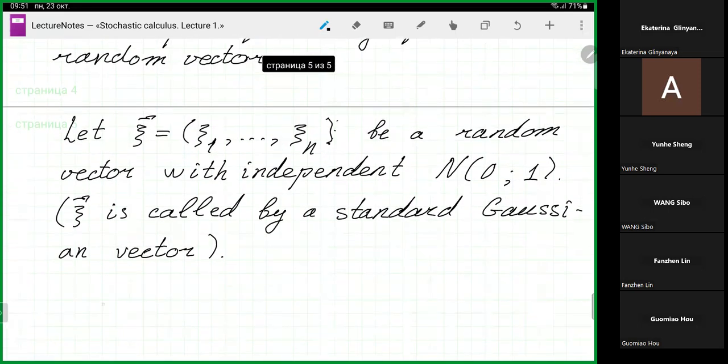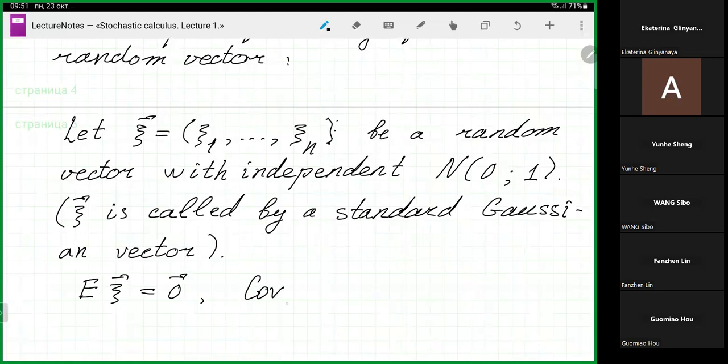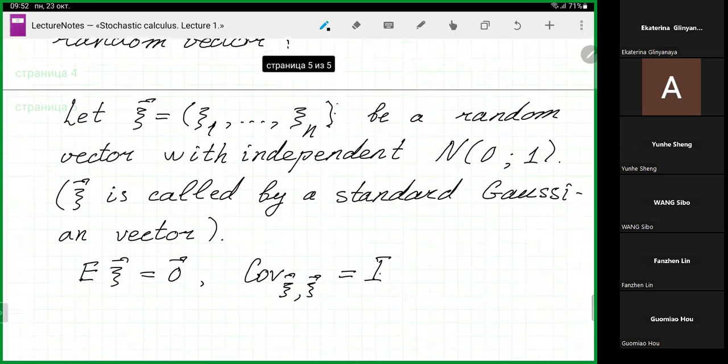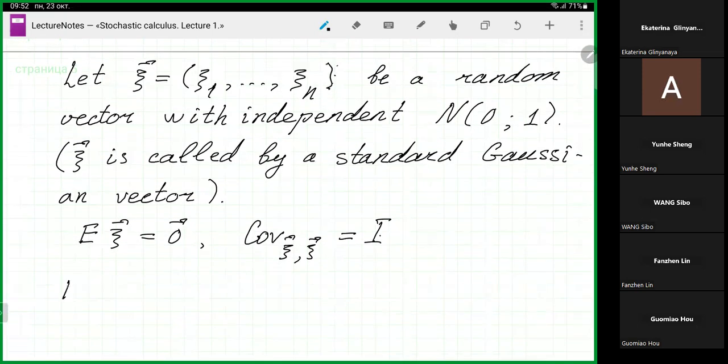So let us check its characteristics. Expectation of psi is equal to 0, and covariance of psi is equal to identity matrix. Here, E is identity matrix.